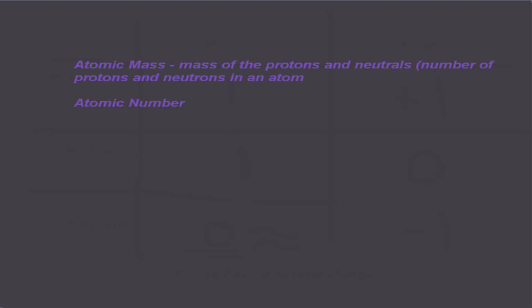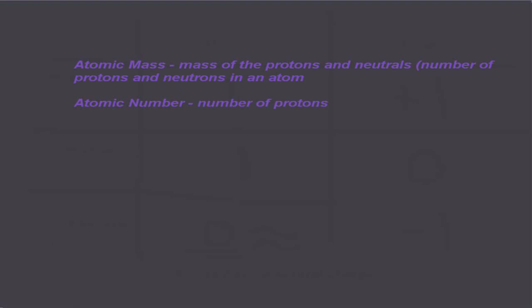In hydrogen, the atomic mass will be 1 because hydrogen doesn't have a neutron, and without a neutron, there's only 1 proton, so you have an atomic mass of 1. The atomic number as well in hydrogen. Now let's explain what atomic number is first. It's the number of protons. So in hydrogen, there's only 1 proton, so the atomic number is 1 as well.